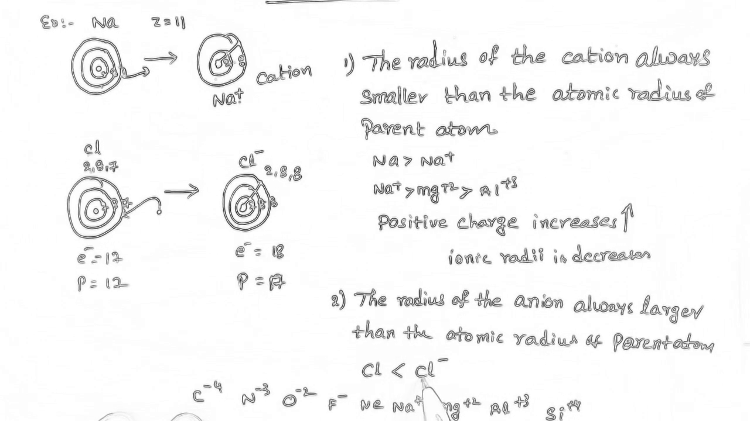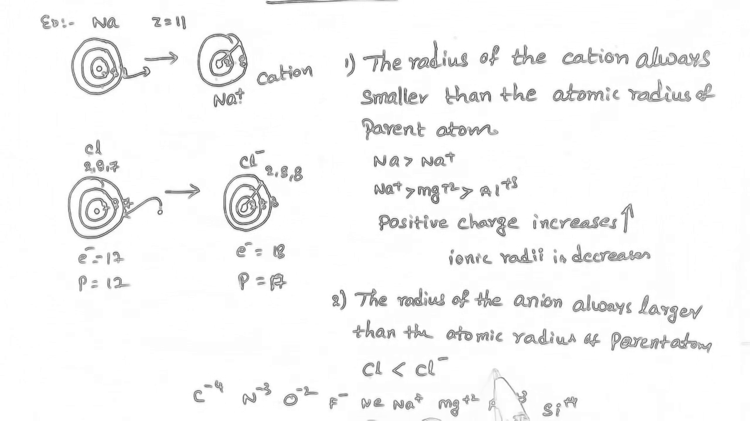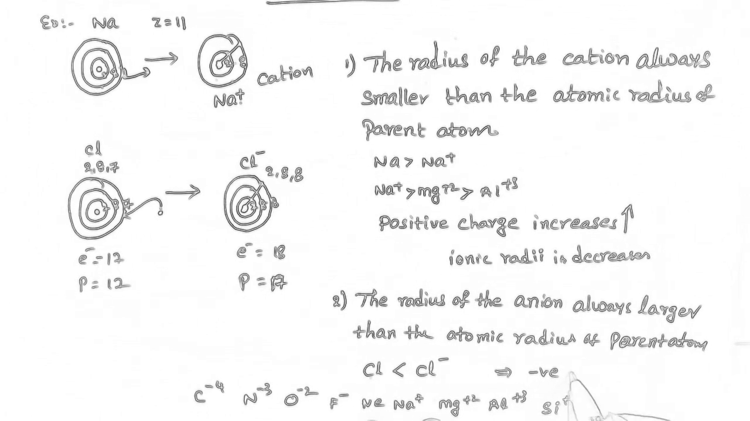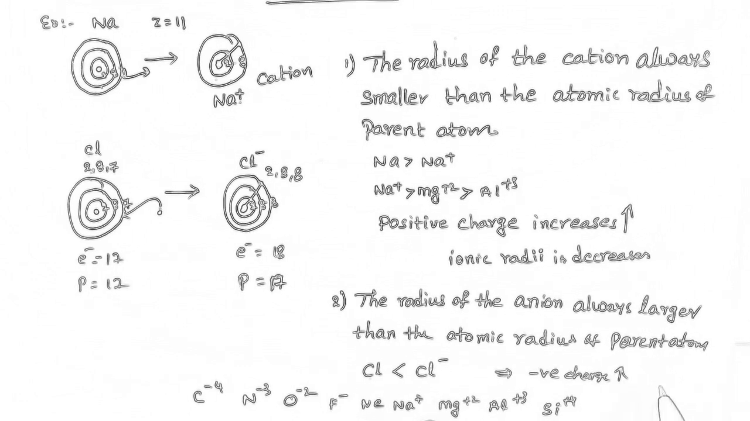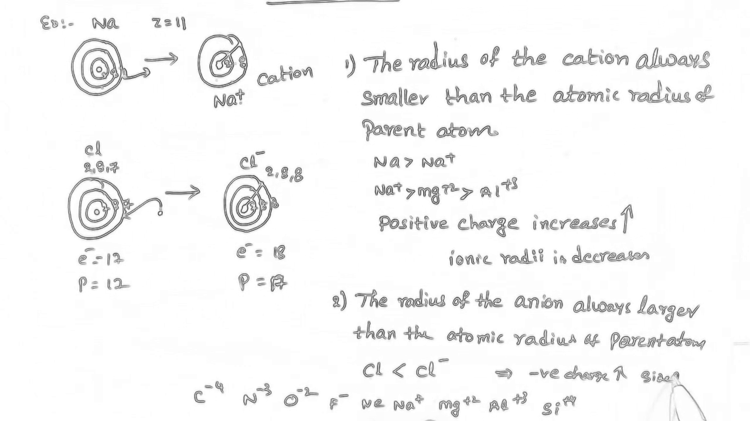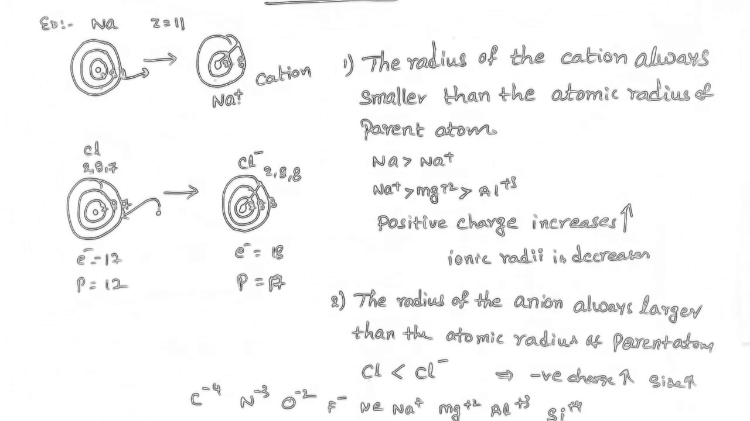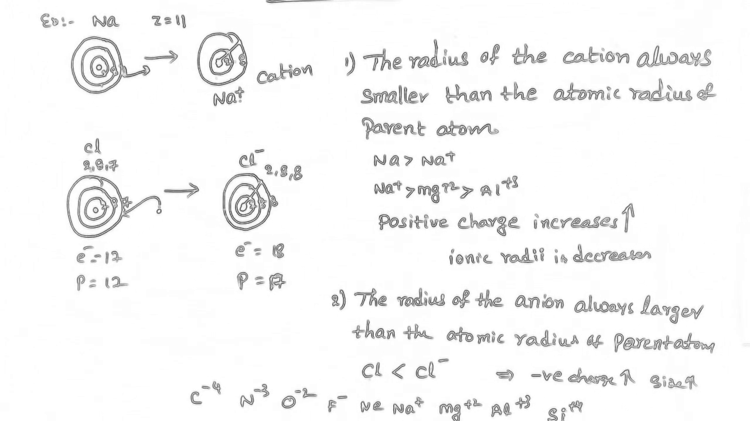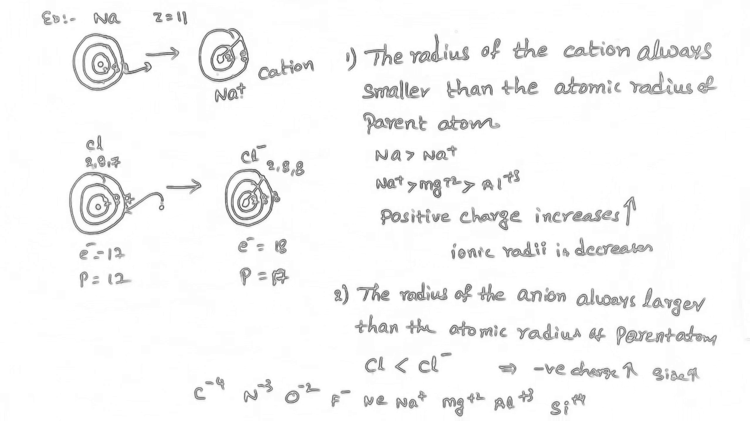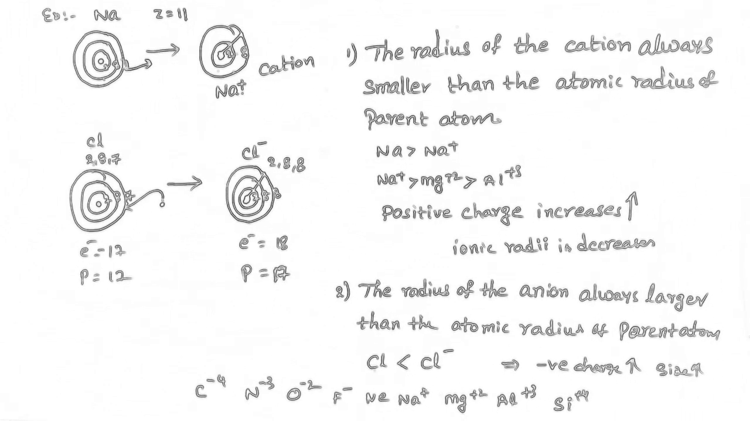Generally anion size is greater than the parent. Now as the negative charge on the ion increases, then what happens? Size also increases for the anion.